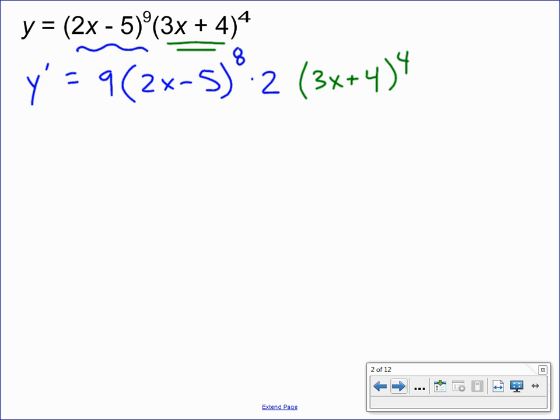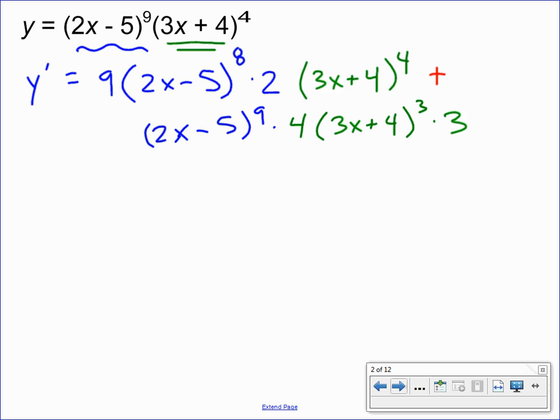And then plus the first function. So that was my 2x minus 5 all to the 9th. Times the derivative of the second function. Now we get to use the power rule again with the chain. So exponent times the base raised to the 1 less times the derivative of the base. Don't forget that times the derivative of the base. This is a chain rule, right? So times the derivative of the base is a 3.